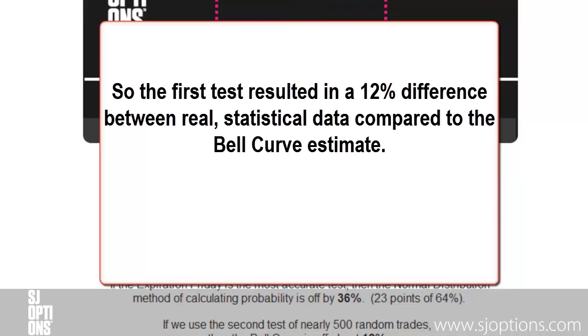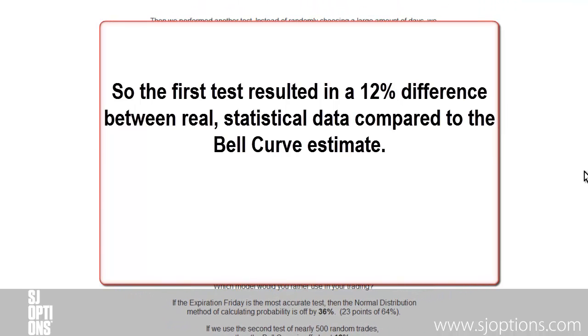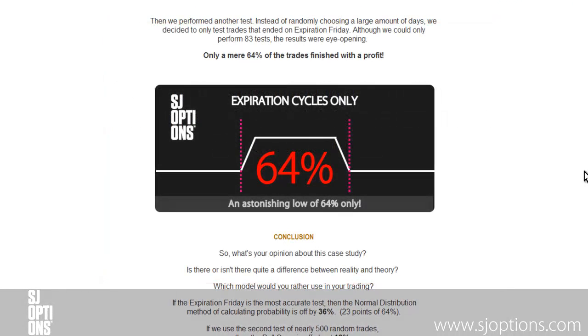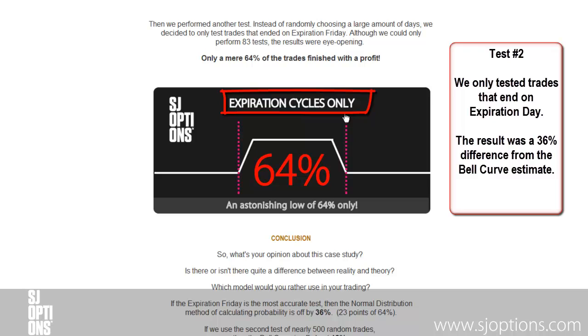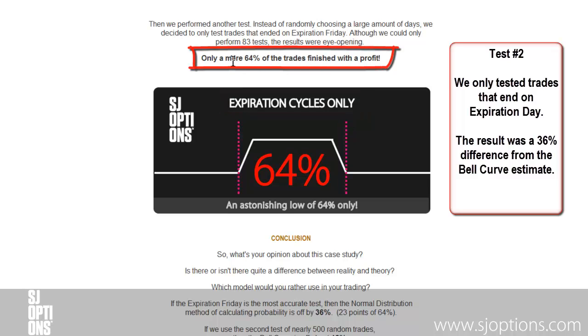Now, after we ran that test, we ran a different one. We didn't have as many tests to do because we limited the test to expiration cycles only. This means that each 32-day test we ran expired on expiration Friday. So we did 83 tests. In this case, only a mere 64% of the trades finished with a profit. The rest of the trades finished with a loss, many of them with a maximum.